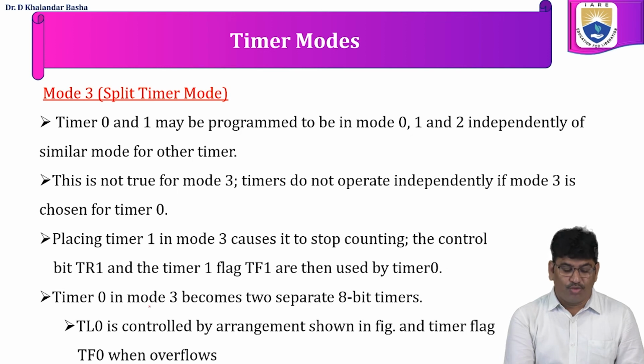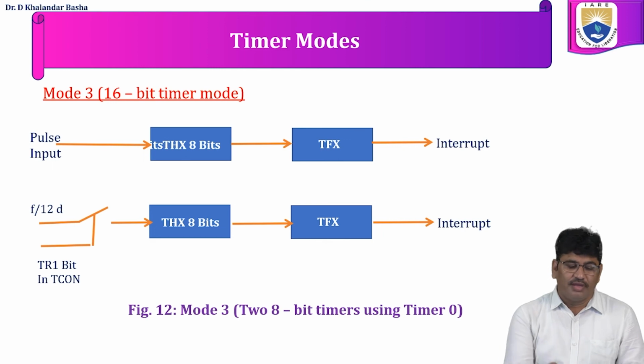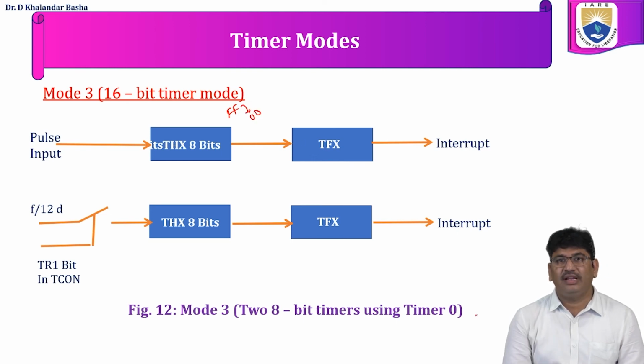As timer 0 is in mode 3, it becomes two separate 8-bit timers. The TL0 is controlled by the arrangement of the figure shown and the timer flag will overflow on TF0. So whenever the pulse is raised, then it will increment the THX register. Whenever it is rolled back from FF to 00, then it will set the TFX flag, which will generate an interrupt.